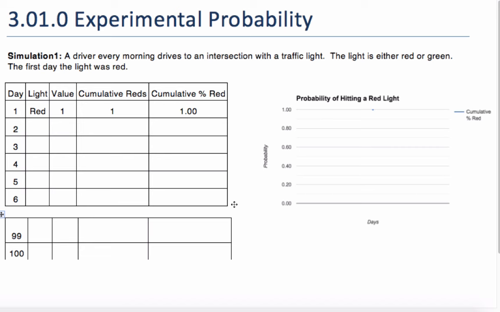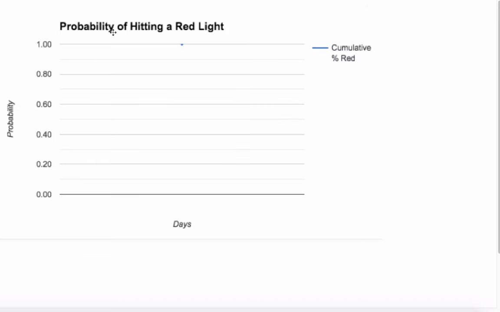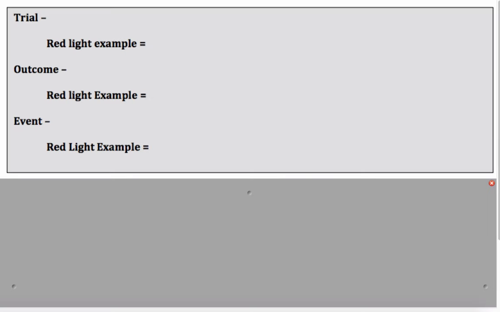So that's the idea of experimental probability. I know the probability then of hitting a red light is approximately 0.28. Because if I look at the long run behavior of all those probabilities, that's how often I hit the red light. And so let's look at some of these definitions that we use in probability.